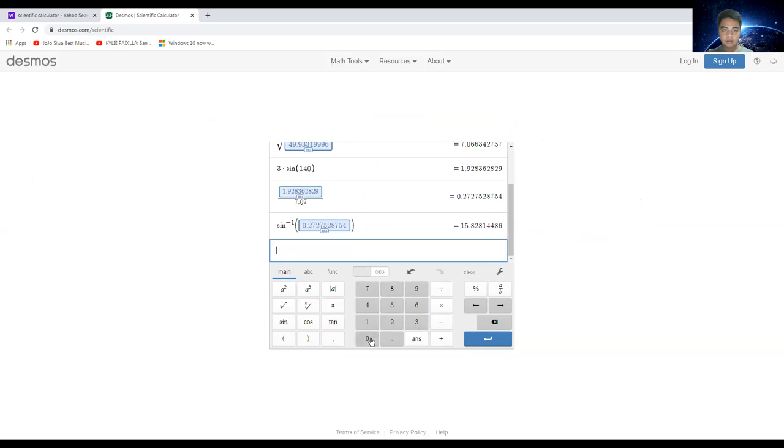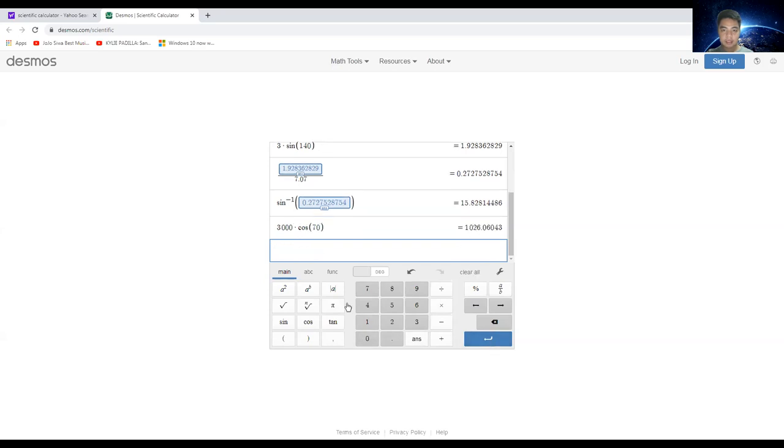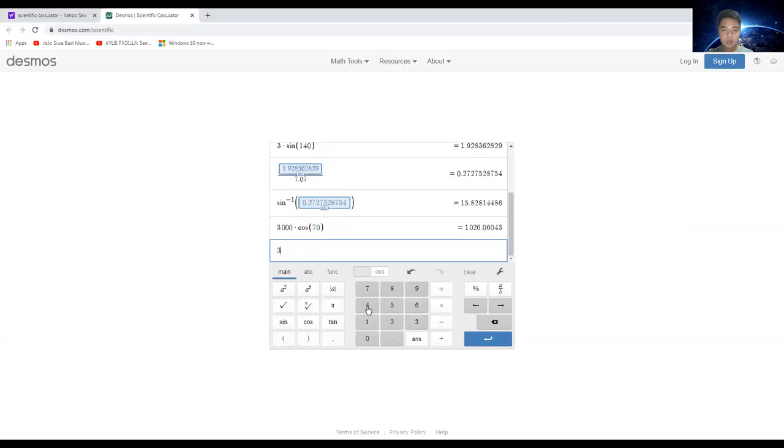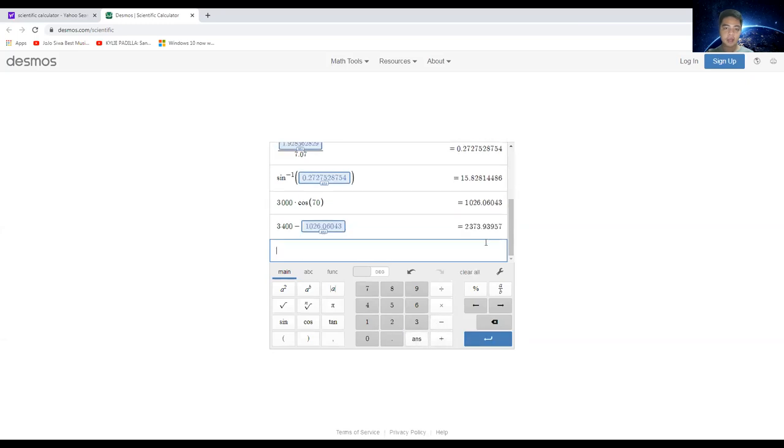3,000 multiplied to cosine 70. That is the answer. Now, kanina, na-add na natin ang 25 at 900, that is 3,400. Minus natin doon, no? Okay, Desmos: 3,400 minus the answer. So that is the final answer, 2,373 something like that. Okay?